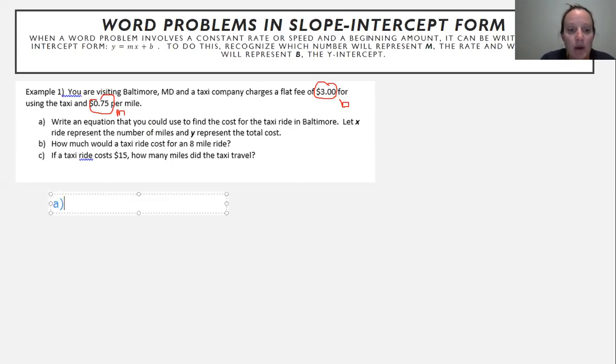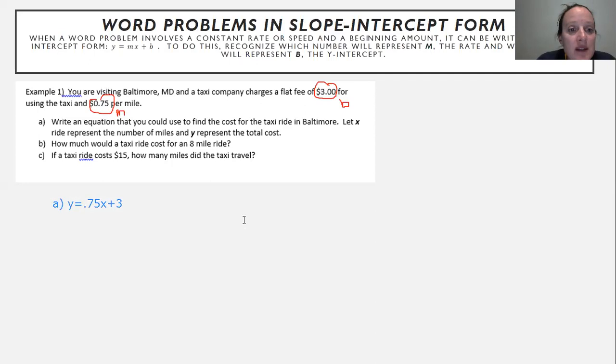Okay, so let's type out our equation. This is going to be part A. Write an equation that you can use. So we know it's y equals m, 0.75x, plus my b, which is 3. And that's how you find part A.